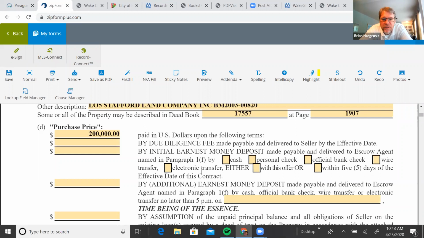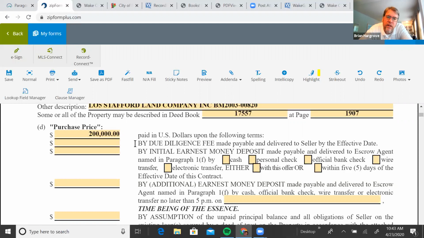Now, if there's other offers, a lot of these things are off the table. Full price offer, no home warranty, higher due diligence fee, higher earnest money, shorter due diligence period. Those are all things you would do to win in a bidding war, right? All right, so is there any question about that?